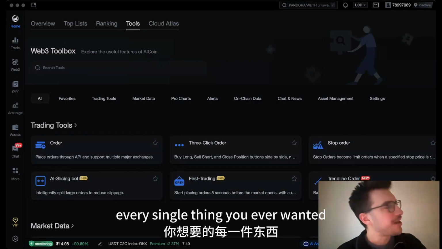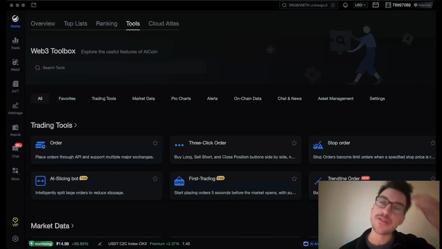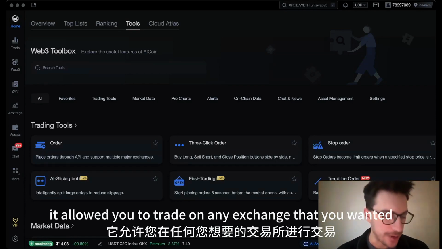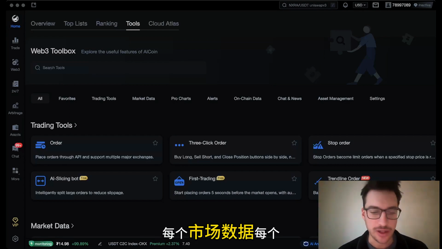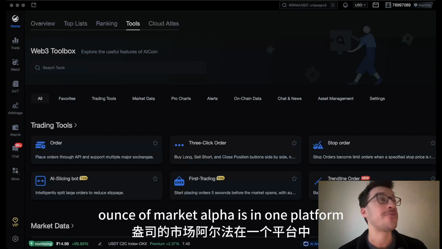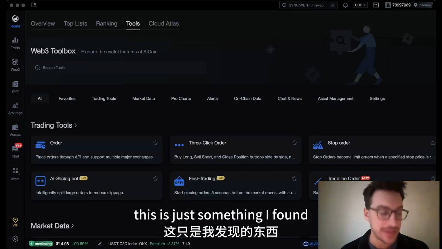Hello traders, what if I told you that there was a platform that literally did every single thing you ever wanted? It gave you every single piece of information you ever needed. It allowed you to trade on any exchange that you wanted. It gave you access to every arbitrage opportunity, every market data, every ounce of market alpha in one platform.